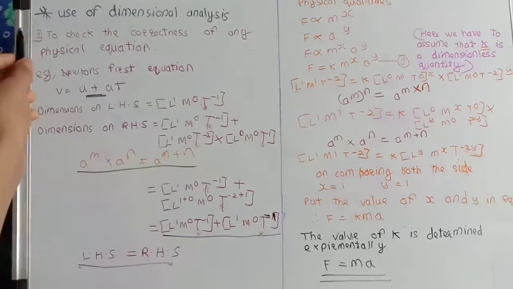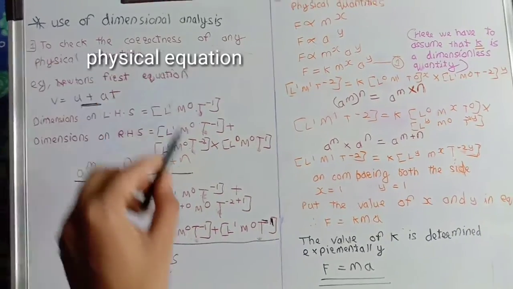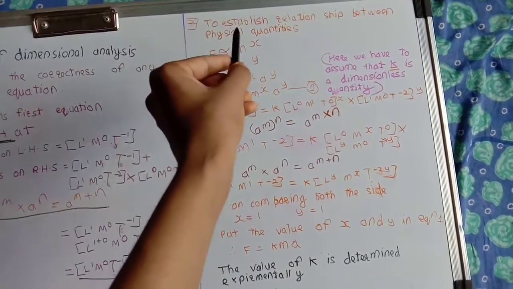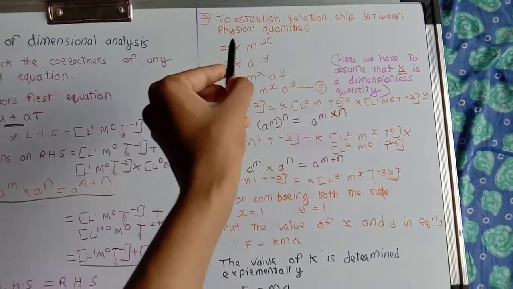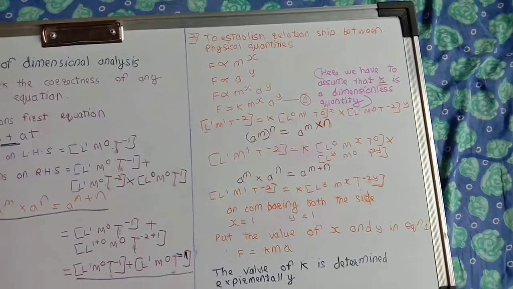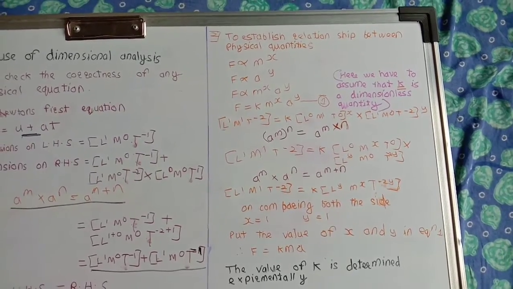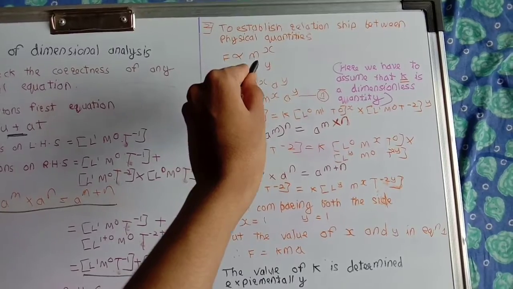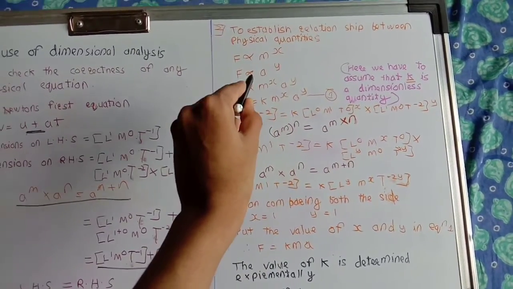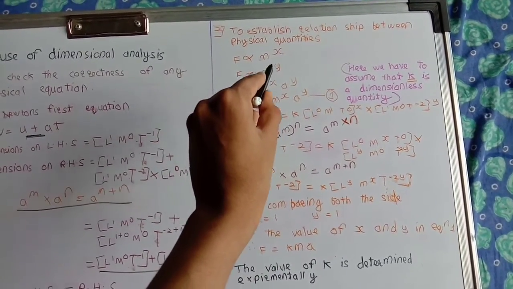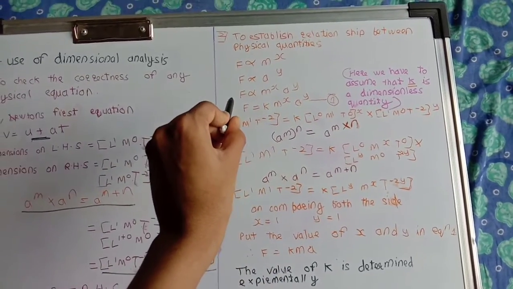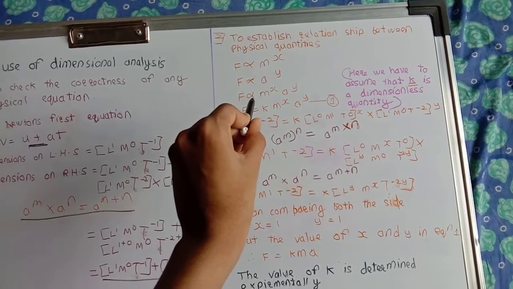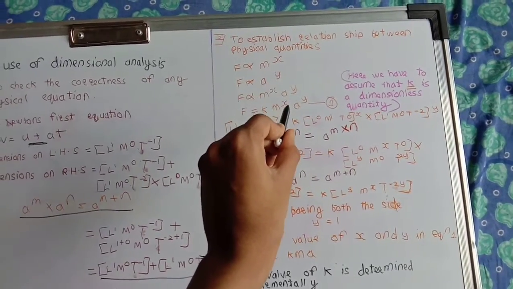In this way, we can check the correctness of any physical equation. The second use is to establish the relationship between physical quantities. It is used to establish the relationship between two physical quantities. For example, F is directly proportional to m raised to x. If F is also directly proportional to a raised to y, from these two we can conclude that F is directly proportional to m raised to x into a raised to y.